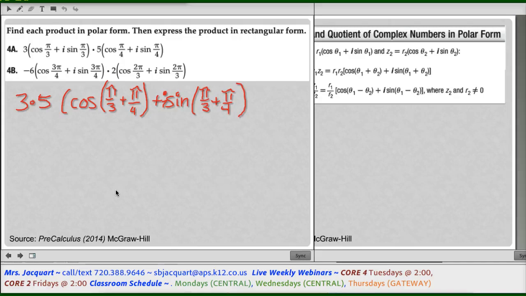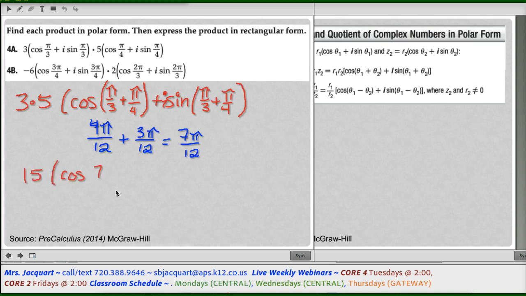Okay, and then what we're going to do is add these fractions. So pi thirds can be written as 4 pi twelfths plus pi fourths can be written as 3 pi twelfths. So when we add them together, we get 7 pi twelfths. So then we have 15 cosine 7 pi twelfths plus i sine 7 pi twelfths.